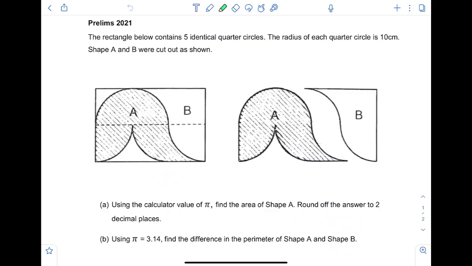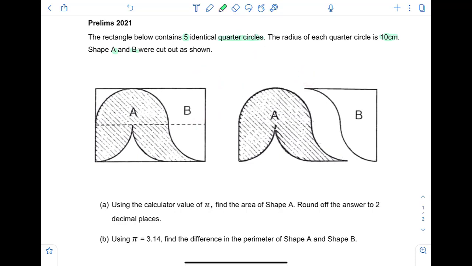A rectangle below contains 5 identical quarter circles. The radius of each quarter circle is 10 centimeter. Shapes A and B were cut out as shown. So we have A here, and B is on the outside here, and they have also put the shapes over here.